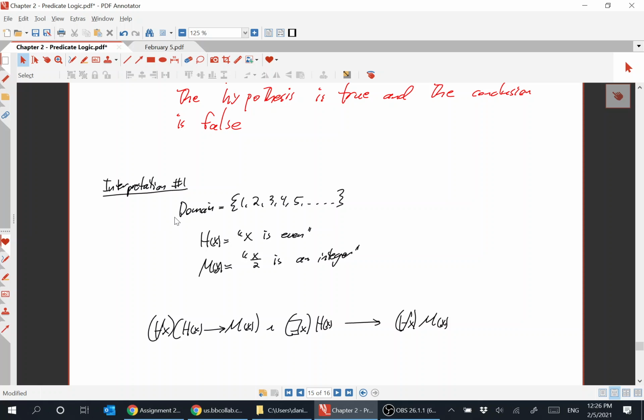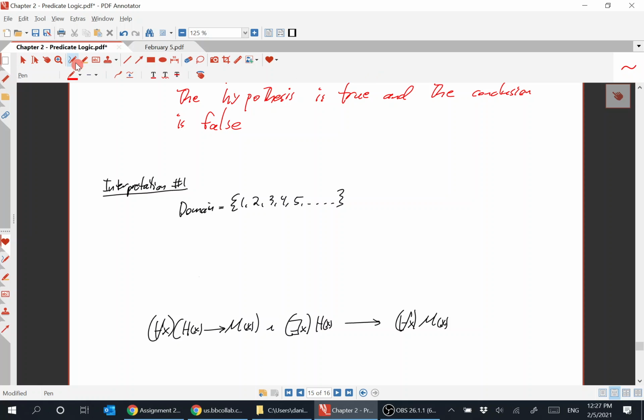All right, so let's come up with another one. Let's leave the domain the same. Let's choose a different H, different M. Leave the same domain. We need to make the hypothesis true. The hypothesis needs to be true, and the conclusion needs to be false.